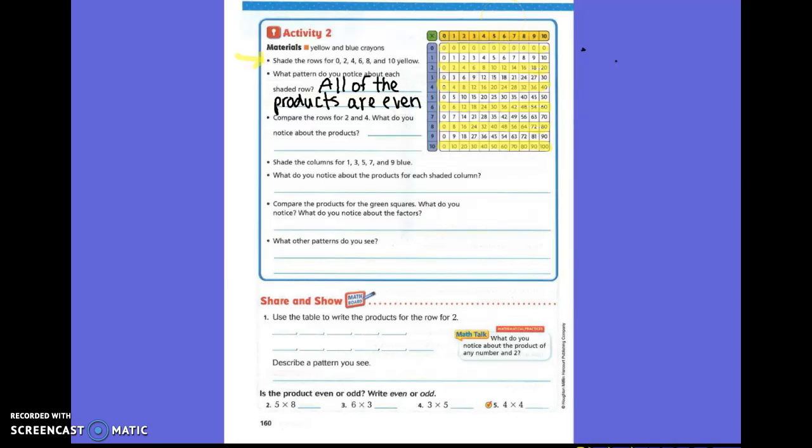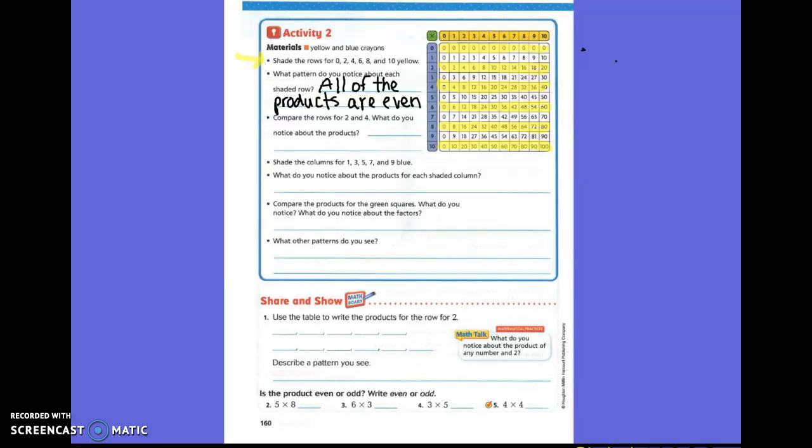Another pattern that you may have noticed is that they all end in either a 0, or a 2, or a 4, or a 6, or an 8. They can all end in those numbers. Okay, compare the rows for 2 and 4. Look at row 2, all the numbers in row 2, and look at all the numbers in row 4. What do you notice about the products?